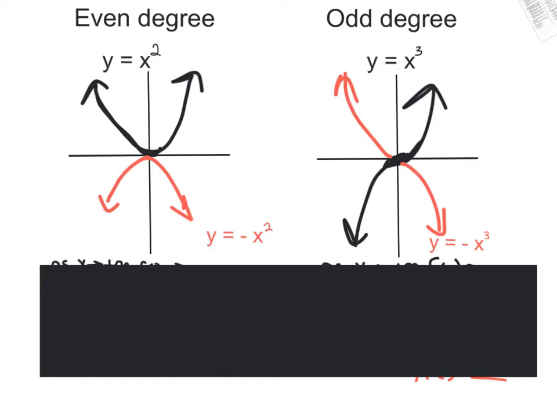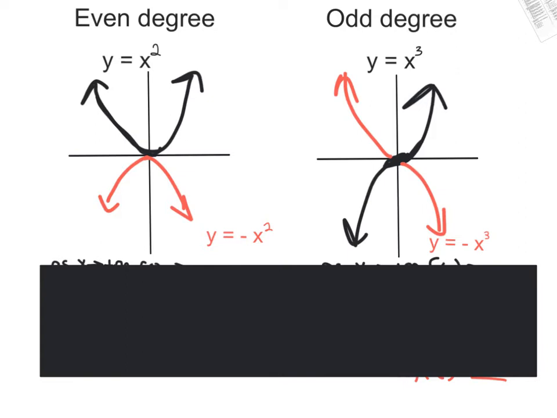So a parabola, or any even degree function, x to the 4th, x to the 6th, x to the 8th, is going to have end behavior up here, unless your a value is negative, then it's going to have the end behavior down here. And any odd degree function, whether it's 3, 5, 7, or 9, is going to have the same end behavior as a cubic function, which is a snake-like curve.